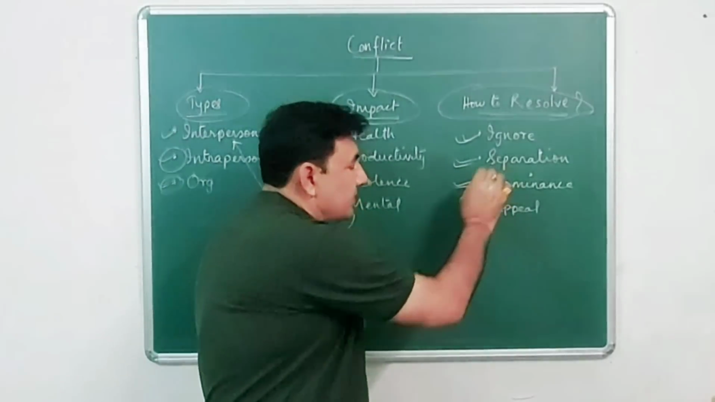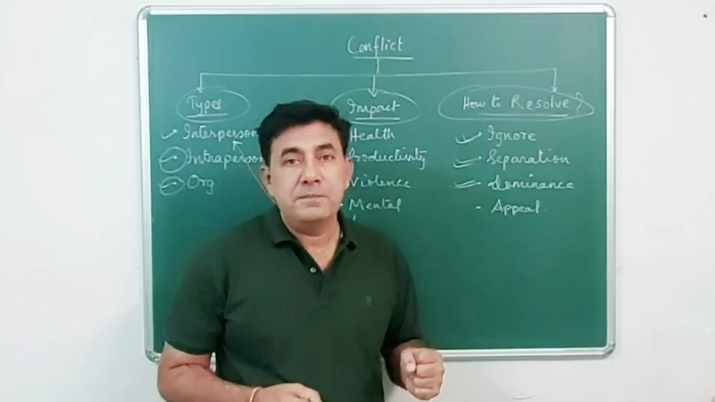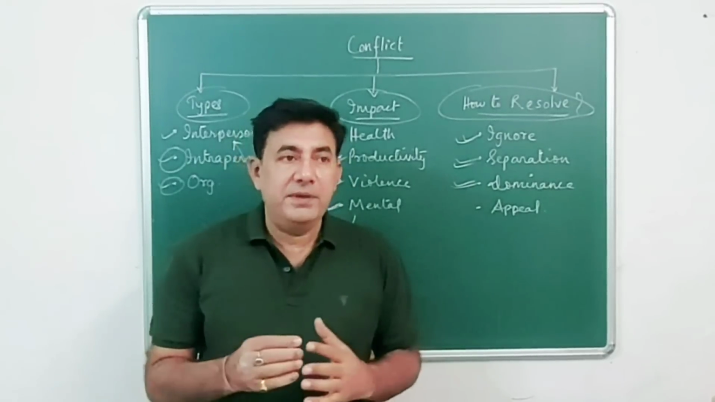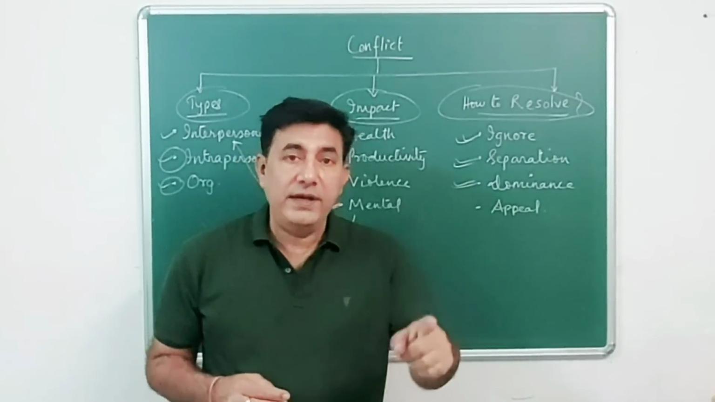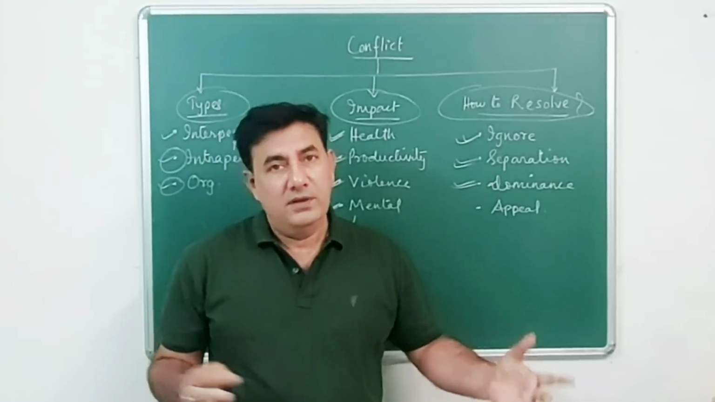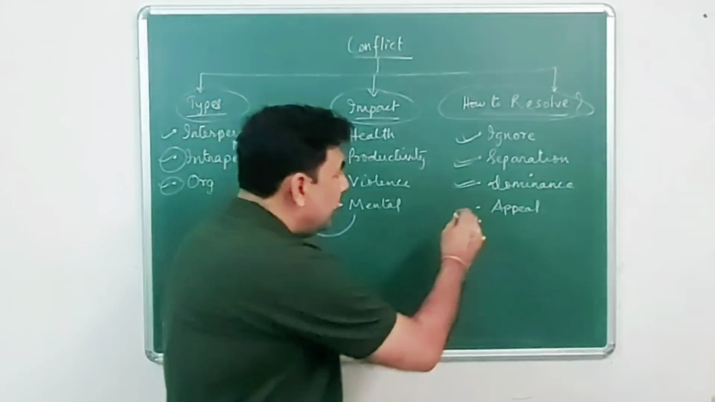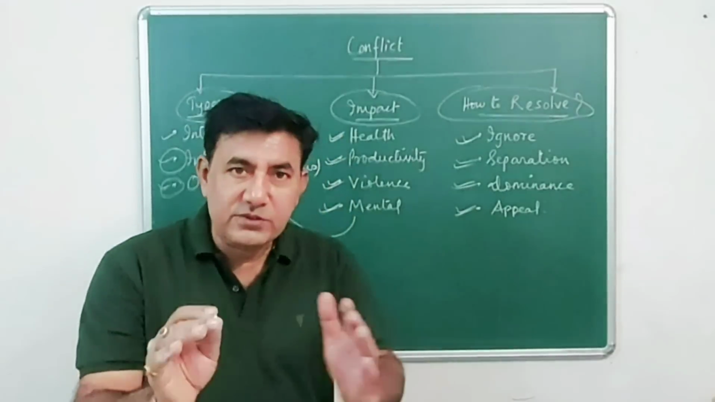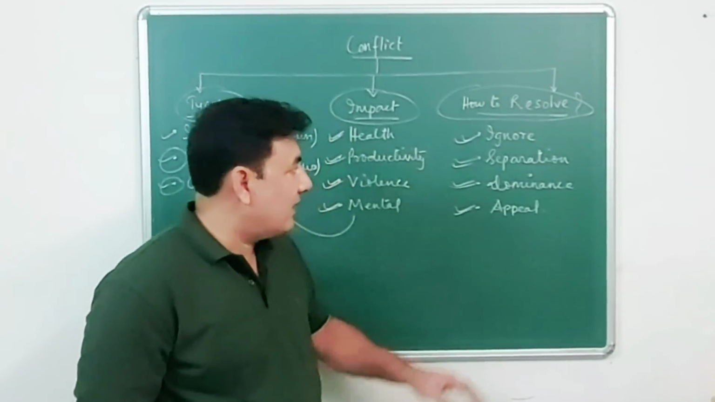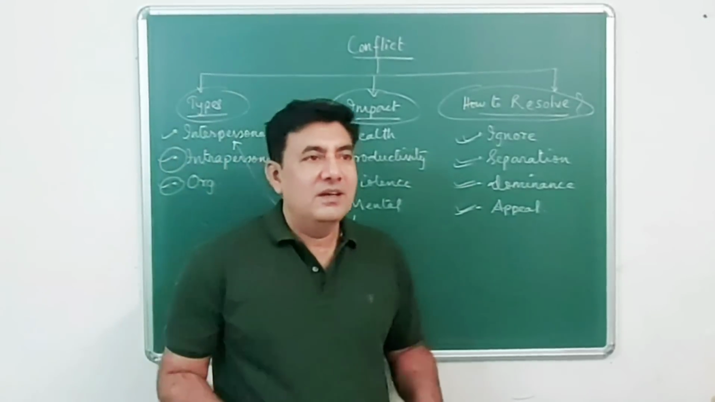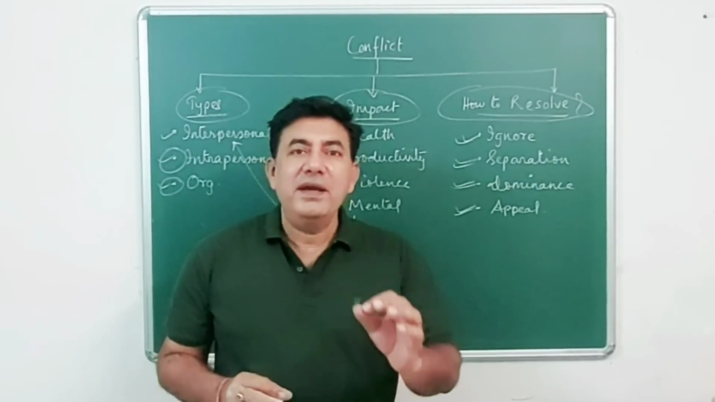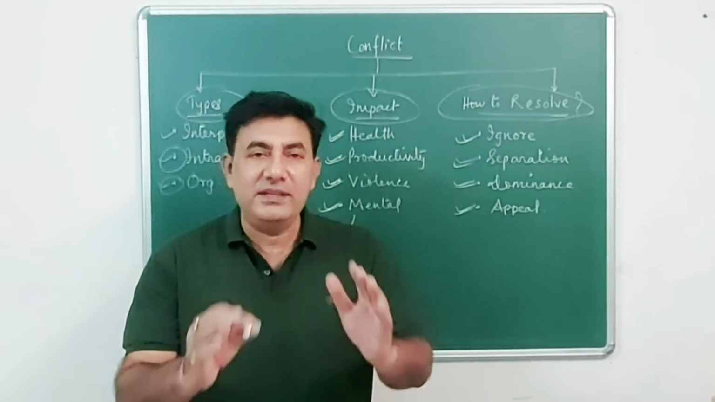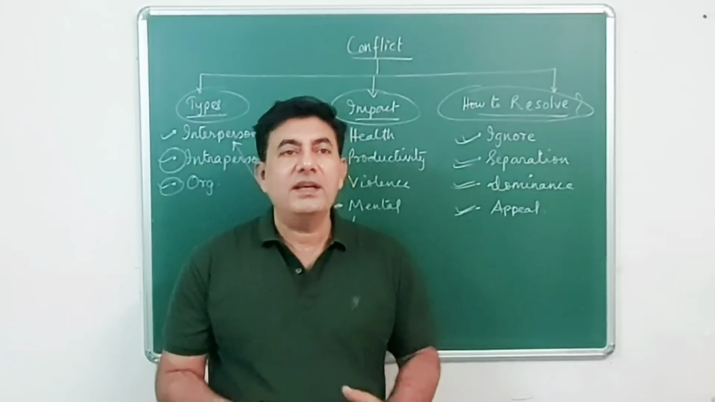Then comes dominance. The management can dominate. Okay, it is a type of bullying, saying yes, do not fight, if you fight then you will be out of a job. So the management can do this. Then comes appeal, a request that please do not fight. In fact, this last one is the best one. You can make a humble request, that please do not continue the conflict, try to resolve it.